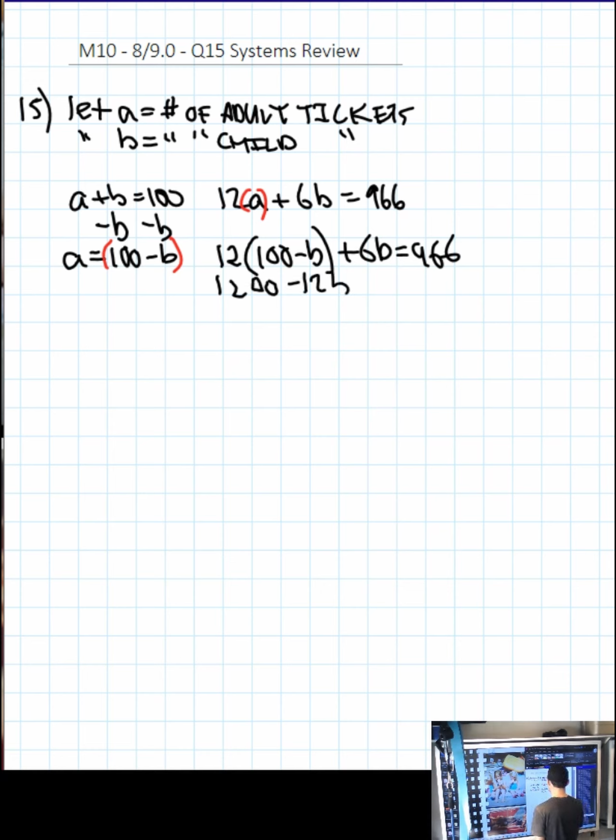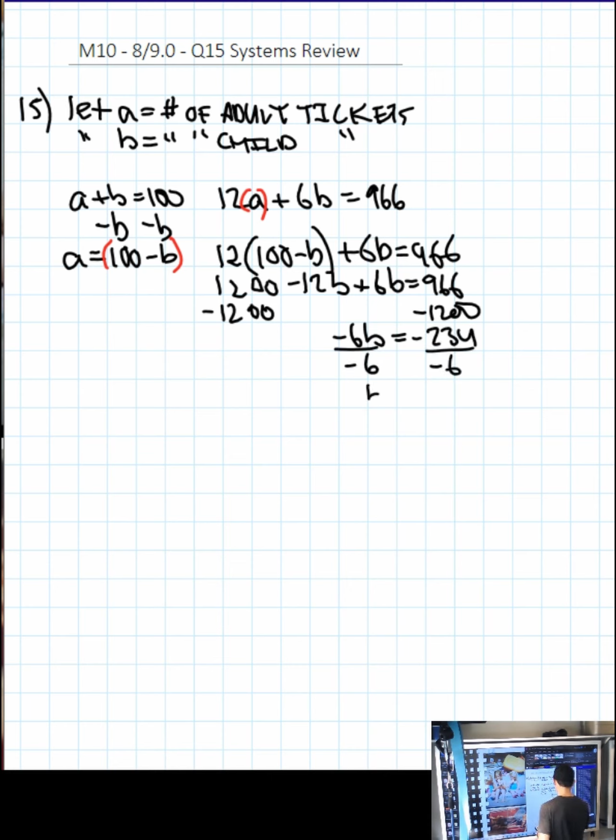Minus 12B plus 6B equals 966. If we minus 1200 from both sides, on the left-hand side we're going to have negative 12B plus 6B, which is minus 6B. On the right-hand side, we're going to have 966 minus 1200, which gives us negative 234. And if we divide both sides by negative 6, we'll get B equals 39. Circle your answer.